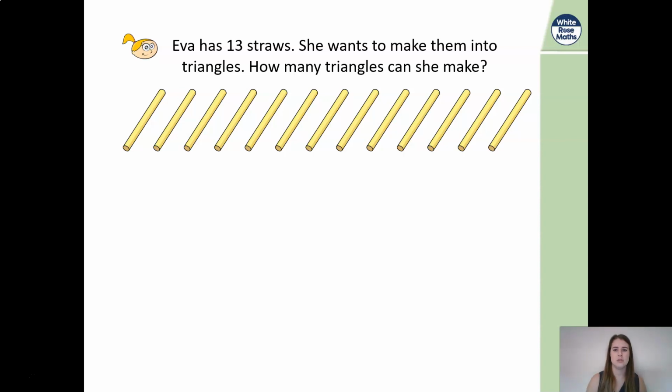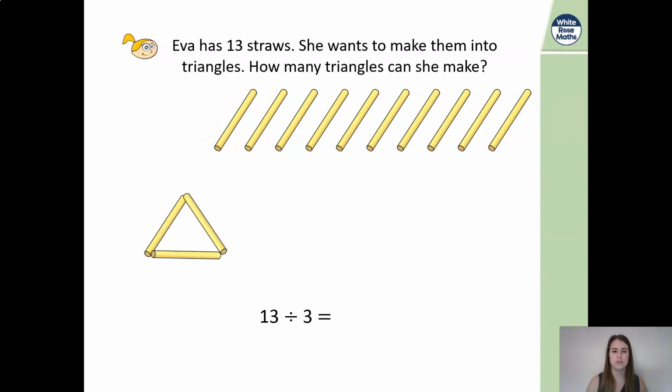So Eva has 13 straws and she wants to make them into triangles. How many triangles can she make? Pause the video and have a think. How many sides does a triangle have? Good, it has 3. Tri means 3. So I know that I've got to be dividing my 13 straws by 3 because each triangle is going to need 3 straws. My sum is going to be 13 divided by 3. So all I need to do is count them into groups of 3.